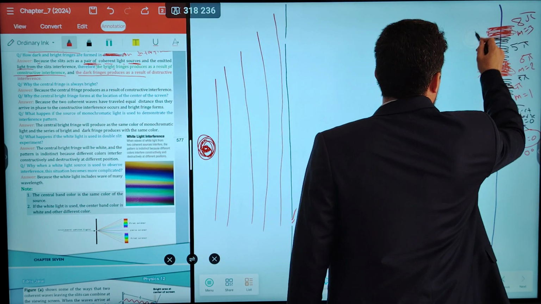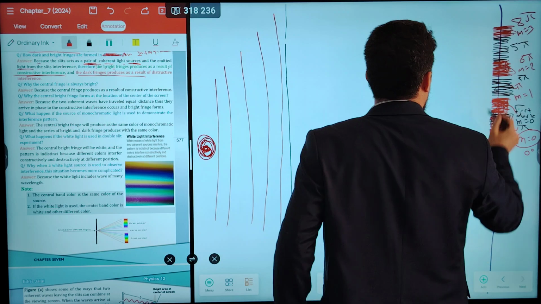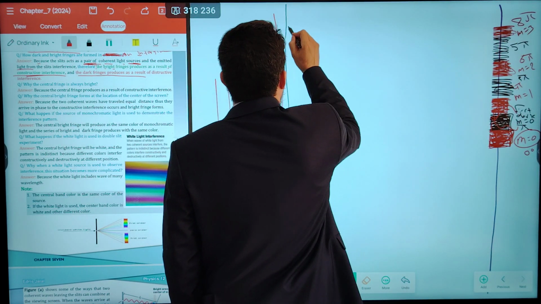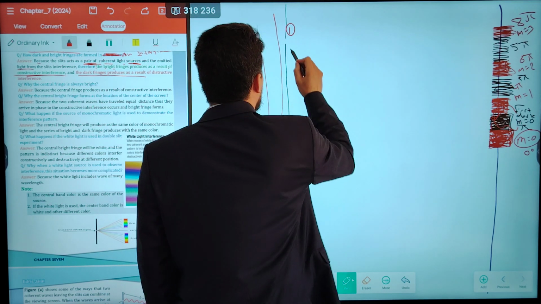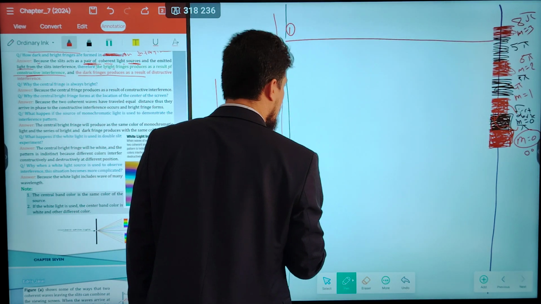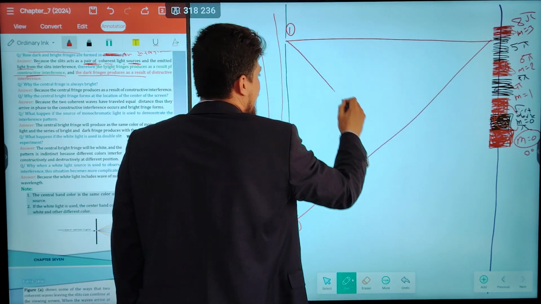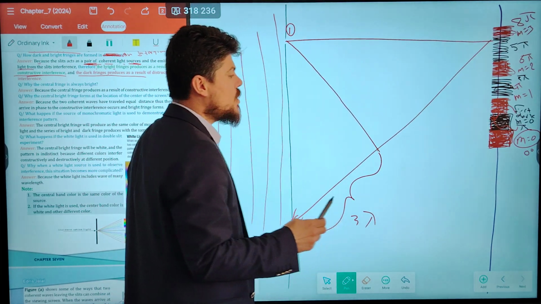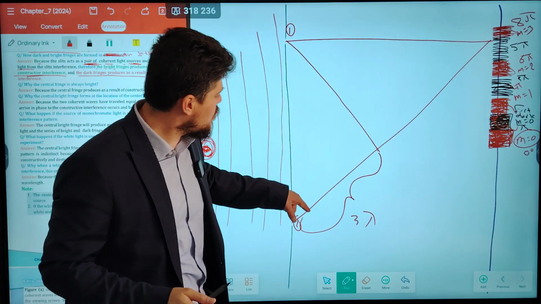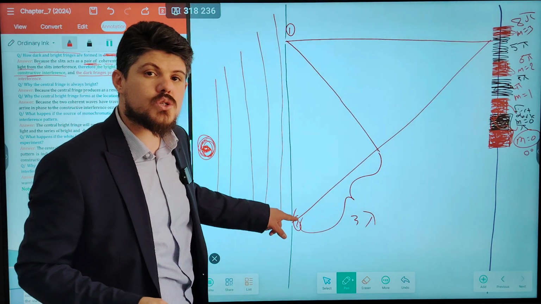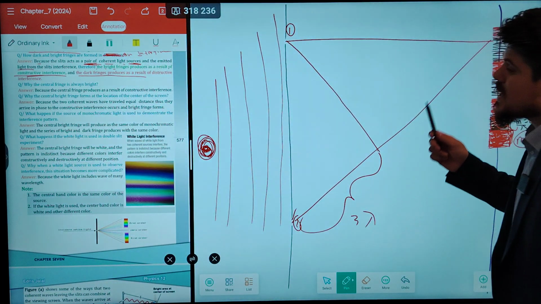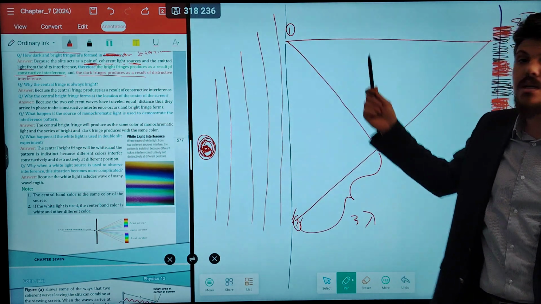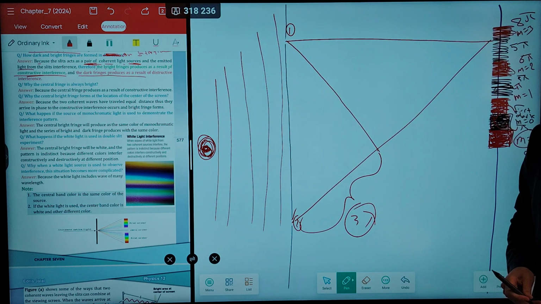Now look, guys, look for M3, the third bright fringe. The distance from slit number 1 and slit number 2, here, so the path difference is equal to what? Is equal to 3 lambda. So what do you mean by this 3 lambda? It means that the wave that emits from slit number 2 is further than the wave emitted by slit number 1 by 3 lambda.